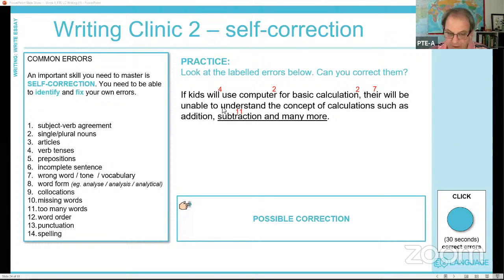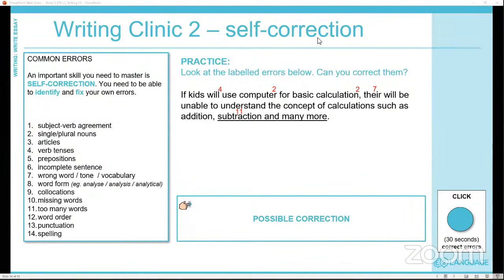Look at the labeled errors below here. We've got a sentence written by a student and we put numbers beside the errors. See if you can recognize what the error is and write a possible correction in the chat box. Away you go. We'll review that in 30 seconds.